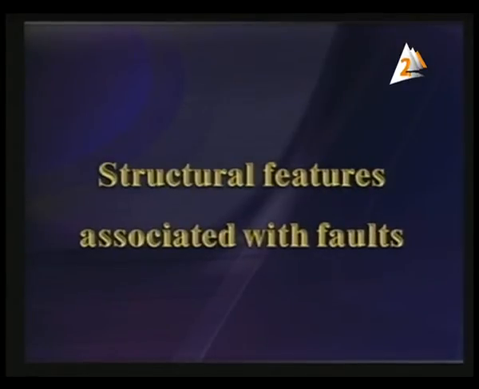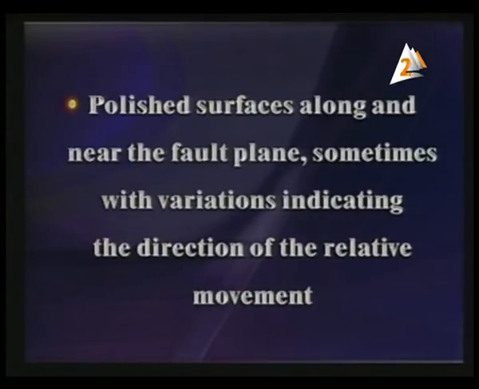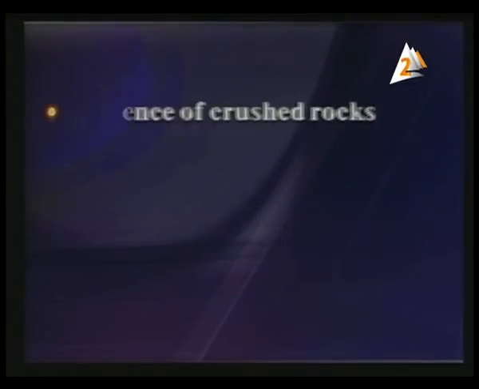Also, my dear students, we have some structural features associated with faults. When we have faults, we get some features such as polished surfaces along and near the fault plane, sometimes with striations indicating the direction of the relative movement. As you see, we have a polished surface near the fault plane, and sometimes some striations indicating the direction of the relative movement. This is associated with the faults.